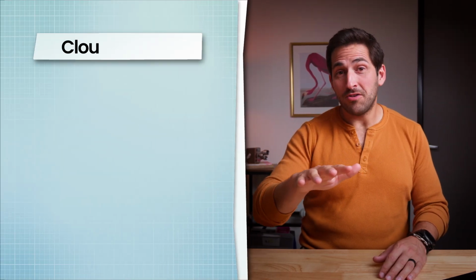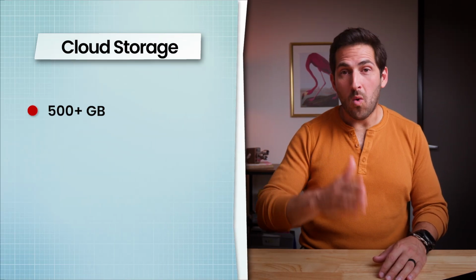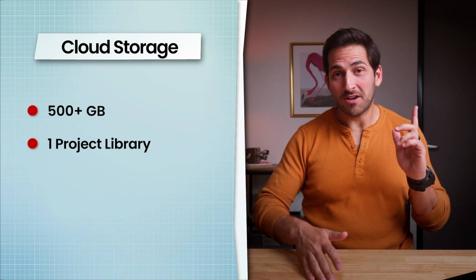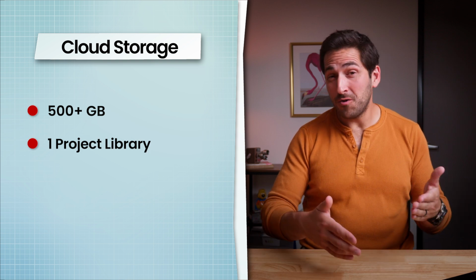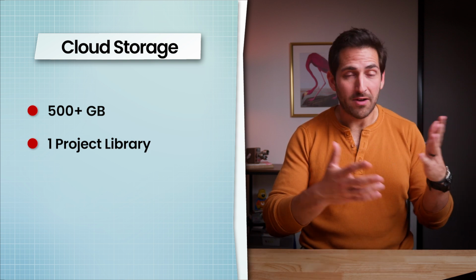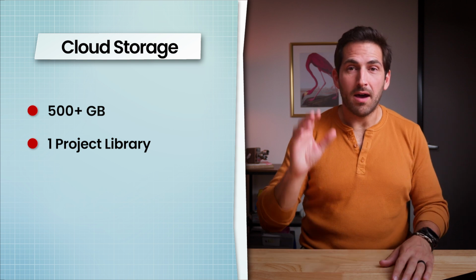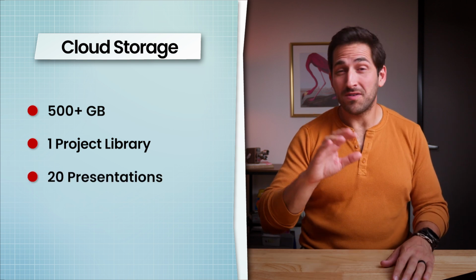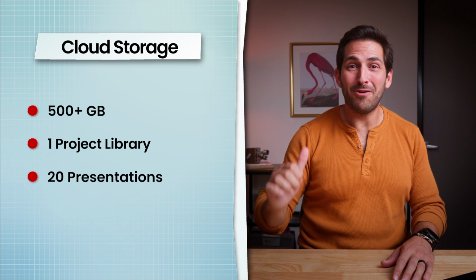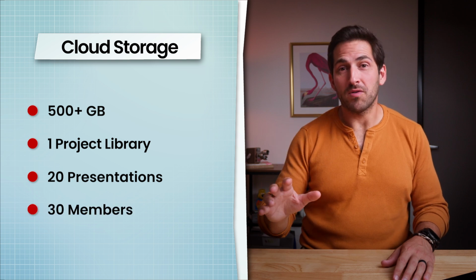And now also just one thing to note too, whatever plan you get, it does include one project library. That was the thing we just talked about. That was $5 a month. So you get that included. If you want to add more project libraries, it's $5 a month. You can just add it on top of it. And it includes 20 presentations, which is something we'll talk about later in the video as well. And you can add up to 30 members to your account.